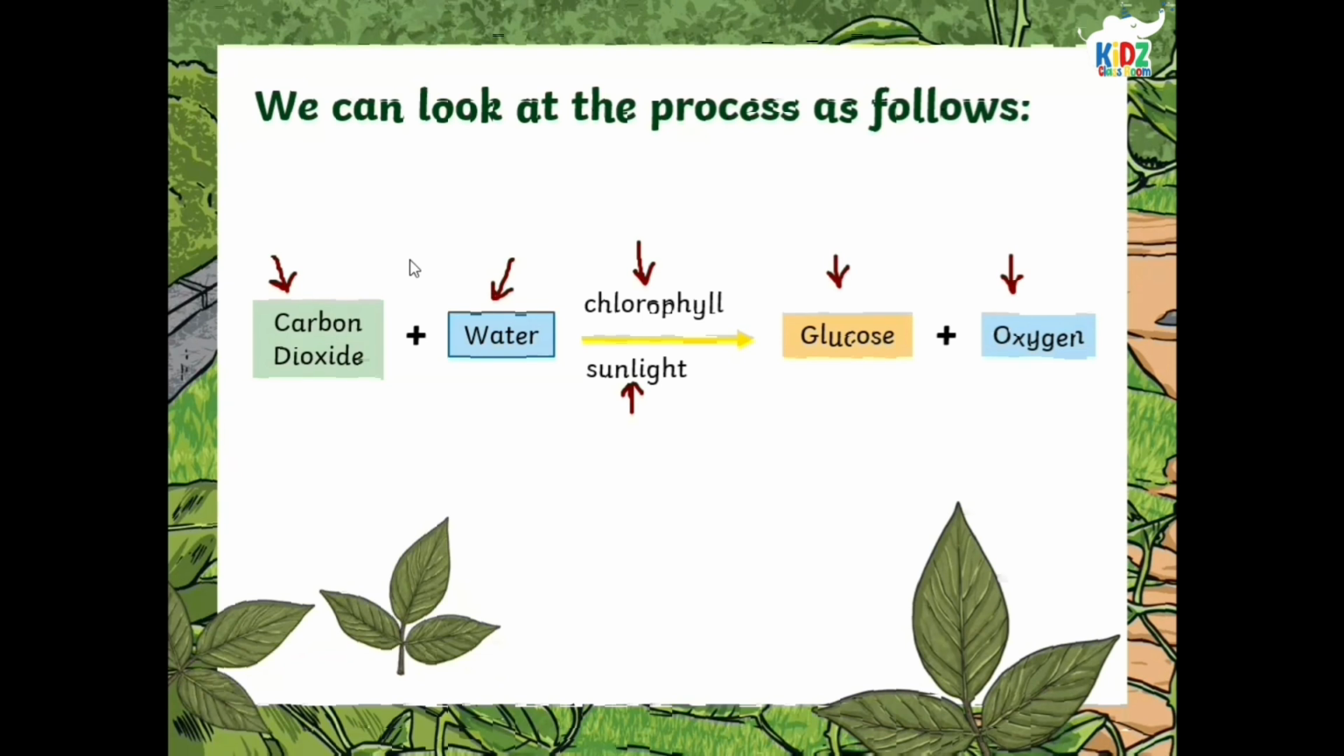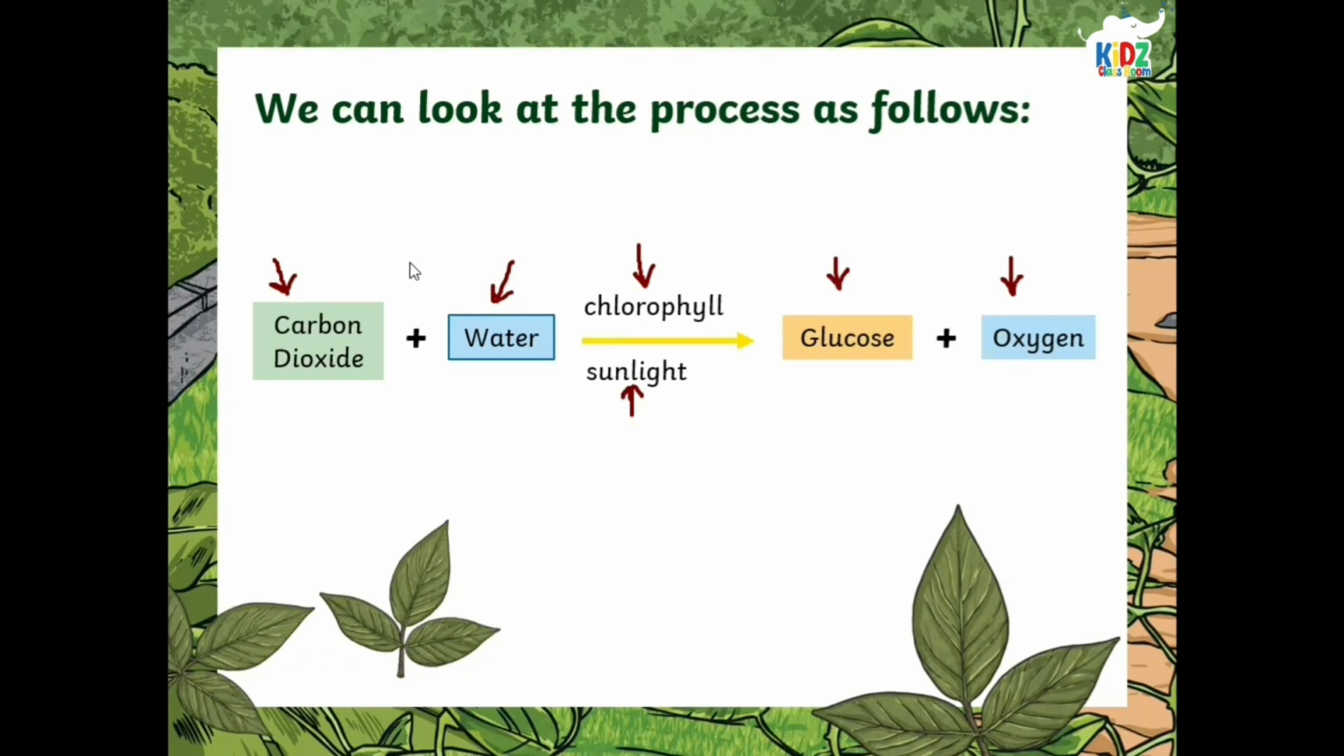So the process of photosynthesis is when plants take in carbon dioxide and water and, using sunlight, energy, and chlorophyll, they convert it into glucose and oxygen. What is photosynthesis? It is the process by which plants make their own food. So now let's finish photosynthesis and learn about respiration.